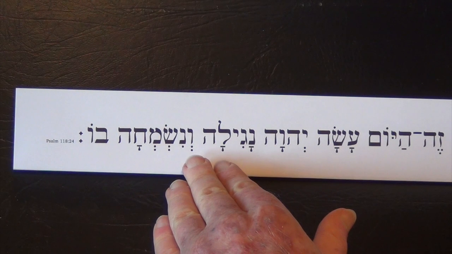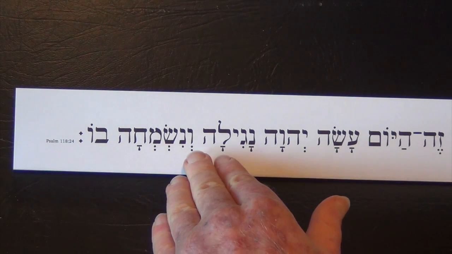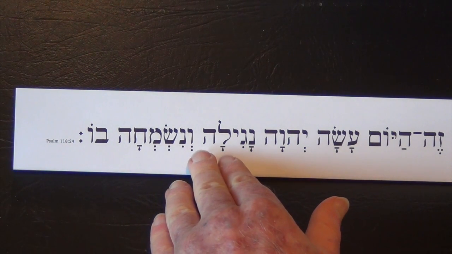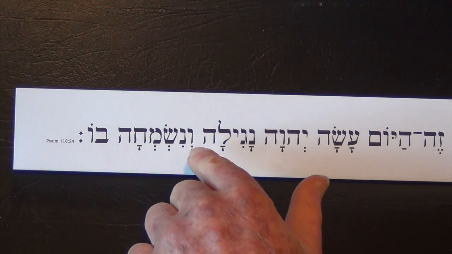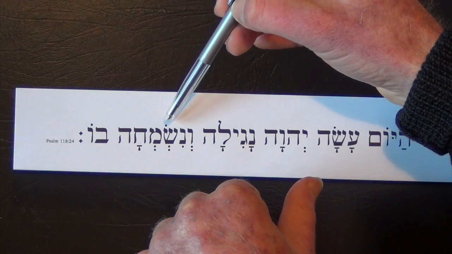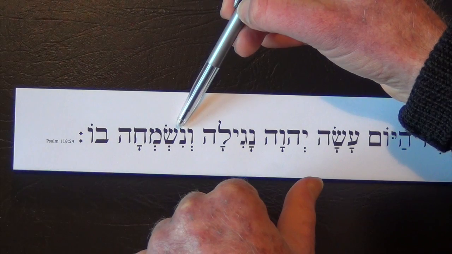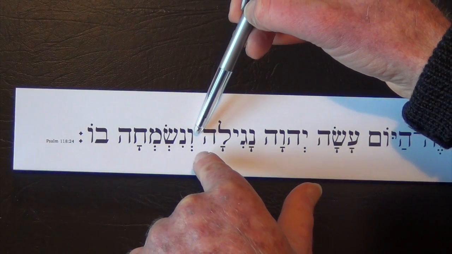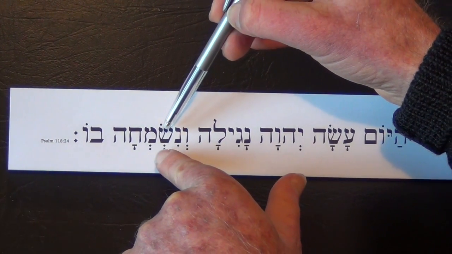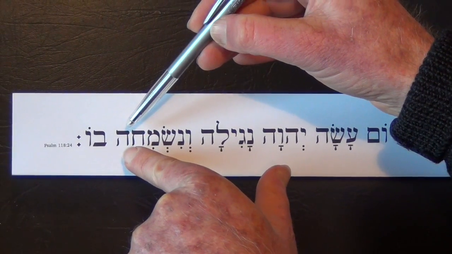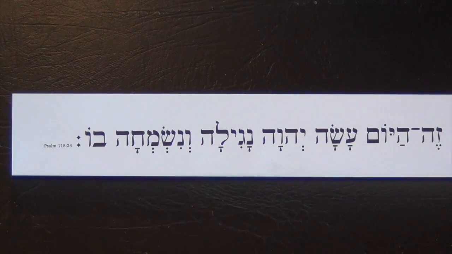Try that again. Venismecha. I said nish, but it should be nis. The dot on this side indicates that it's s; if the dot was on this side, it would be sh. So I should say venismecha bo. Okay, that's a bit of a mouthful, but I made it in the end.